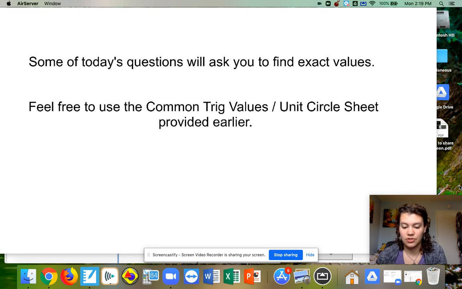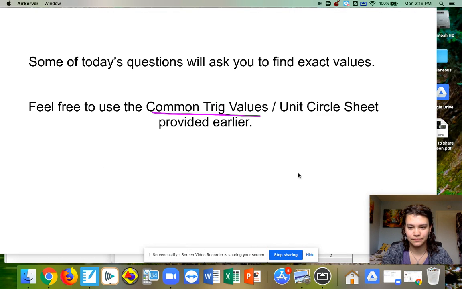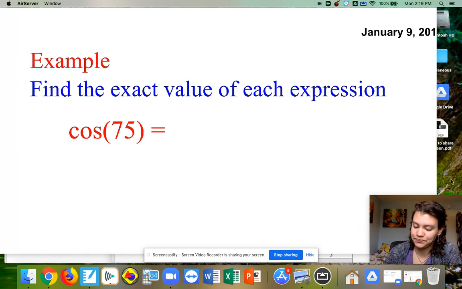Okay, so the questions today are going to ask you to find exact values. That means leave it with a square root of 3 or a square root of 2 or that kind of thing in it. You don't want to get a decimal, so don't use a calculator. You're going to get the wrong answer. You can use the trig value sheet or the unit circle sheet that you've had before. It is this one that has all the values on it. Or if you really wanted to, you could draw triangles and figure it out yourself. That's a little more work than you have to do.